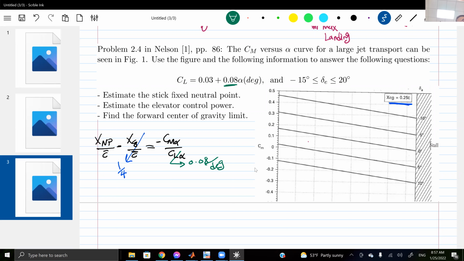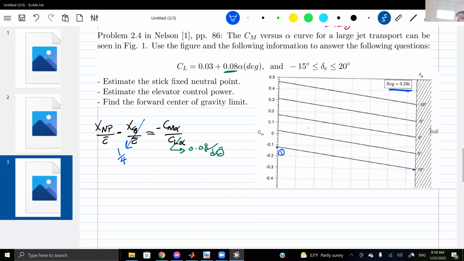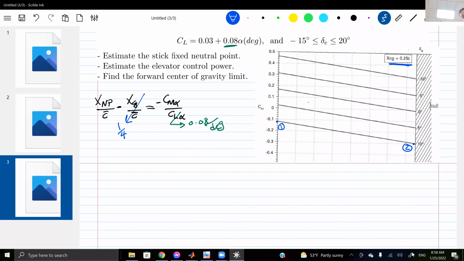So I need simply the slope of the CM versus alpha characteristics. And as usual, pick any line, because all of them have the same slopes. So pick any line, say I'm going to pick this line. I'm going to pick 2 points on the line, I'm going to call this one 1 and this 2. And really CM alpha is simply CM2 minus CM1 over alpha 2 minus alpha 1. So this is what?